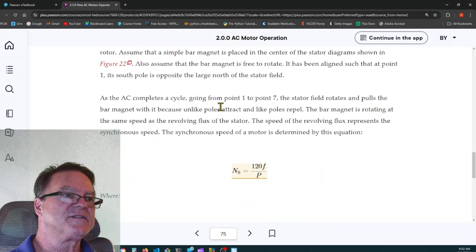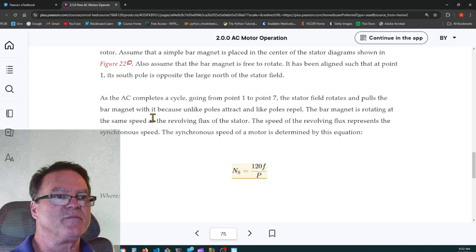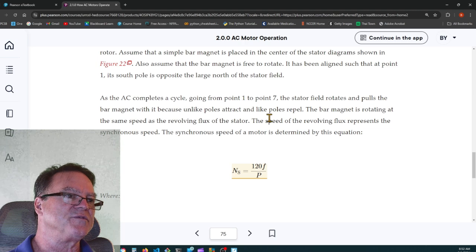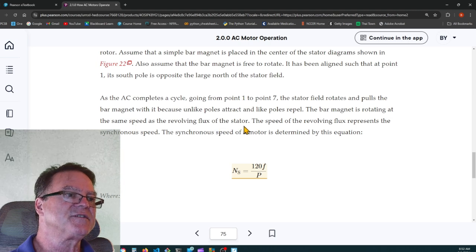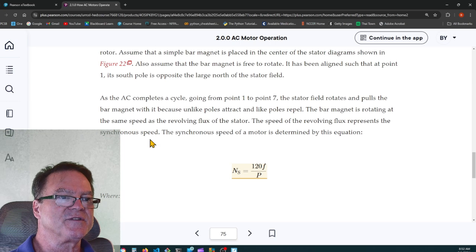As the AC completes the cycle going from point 1 to point 7, the stator field rotates and pulls the bar magnet with it because unlike poles attract and like poles repel. The bar magnet's rotating at the same speed as the revolving flux of the stator. The speed of the revolving flux represents the synchronous speed.